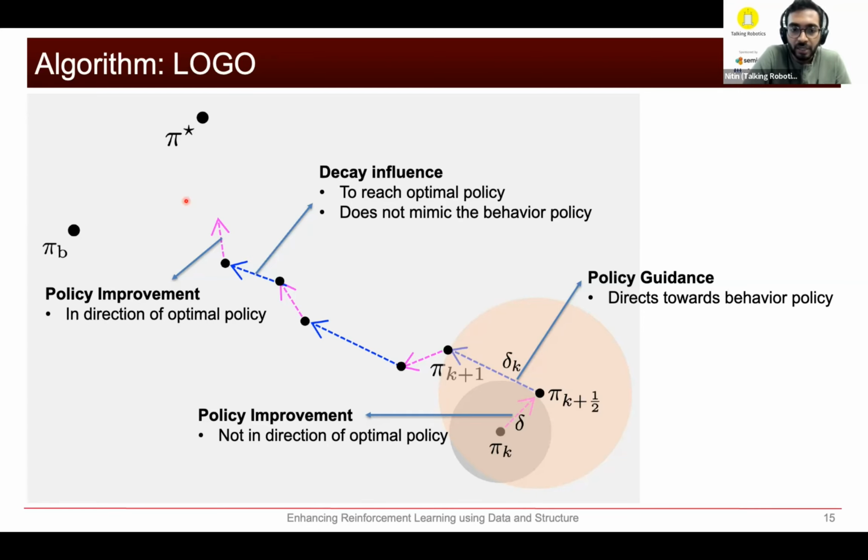Okay, right. So what if you do policy improvement in the direction of the behavior policy? Policy improvement will not happen in the direction of the behavior policy, because policy improvement happens using the true rewards from the environment. So it will happen towards pi star. Okay, right, got it.